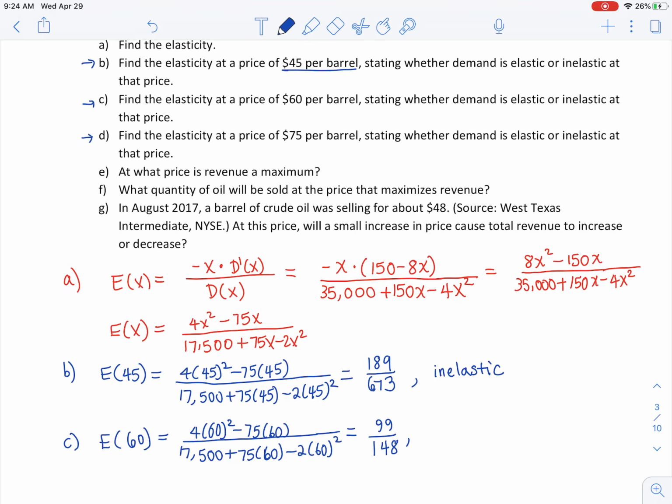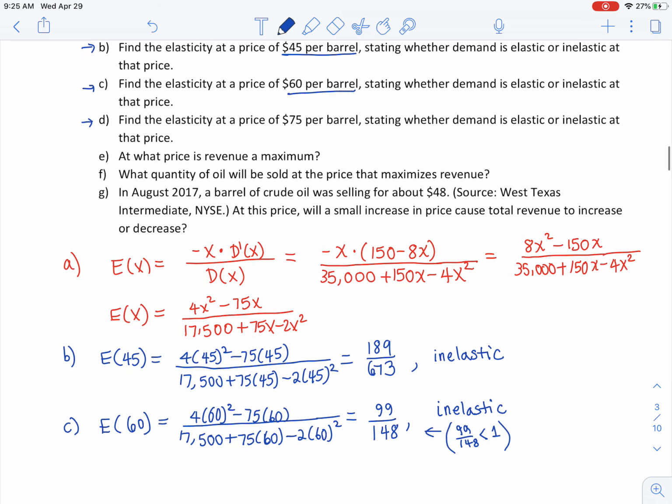Again, this number is smaller than 1, right? And 1 is a number that you're comparing to. So if it's smaller than 1, you're going to tell them this is inelastic, because 99 over 148 is smaller than 1. Okay?